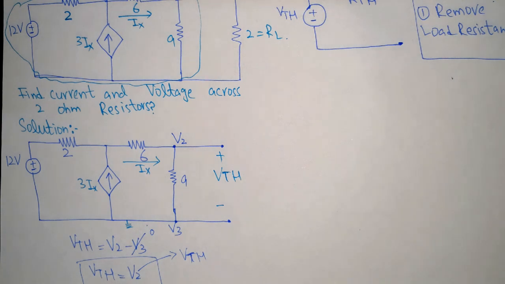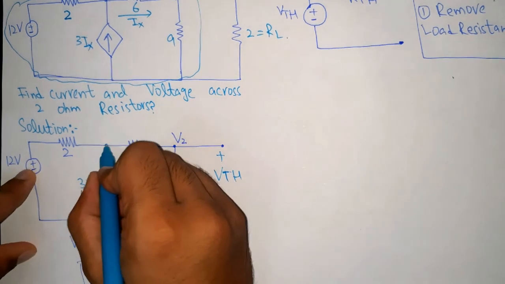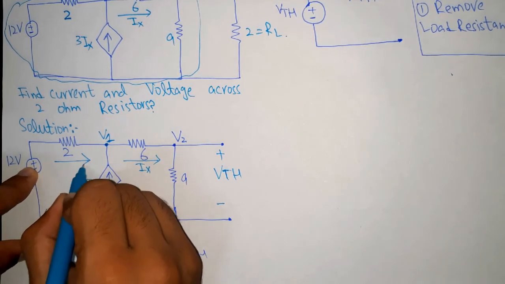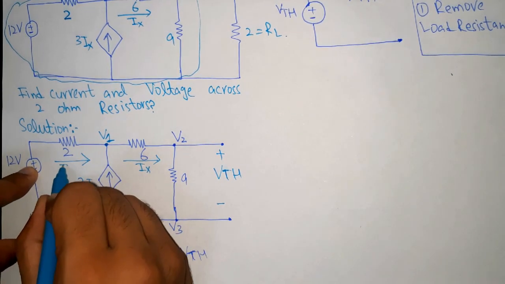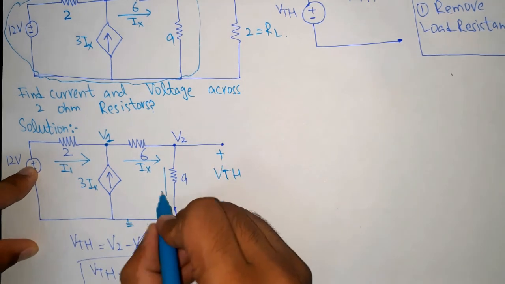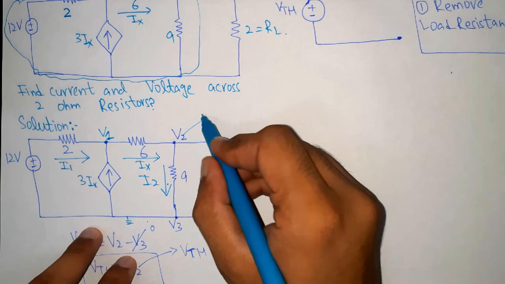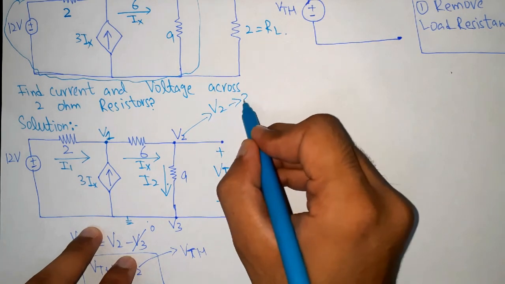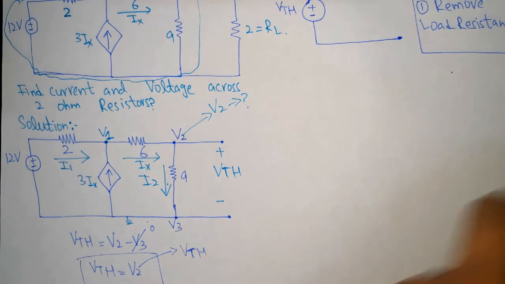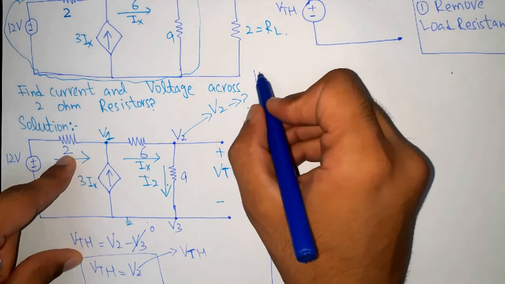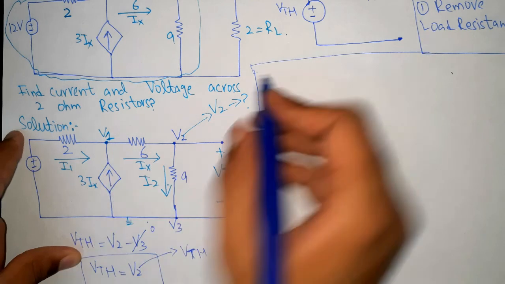So with the help of KCL, we will find V2. I will assign the node voltages. Here I will name it V1 and assign the current directions for KCL, named I1 and I2. Our main aim is to find this voltage V2 with the help of KCL. Firstly, I will apply KCL at node V1.